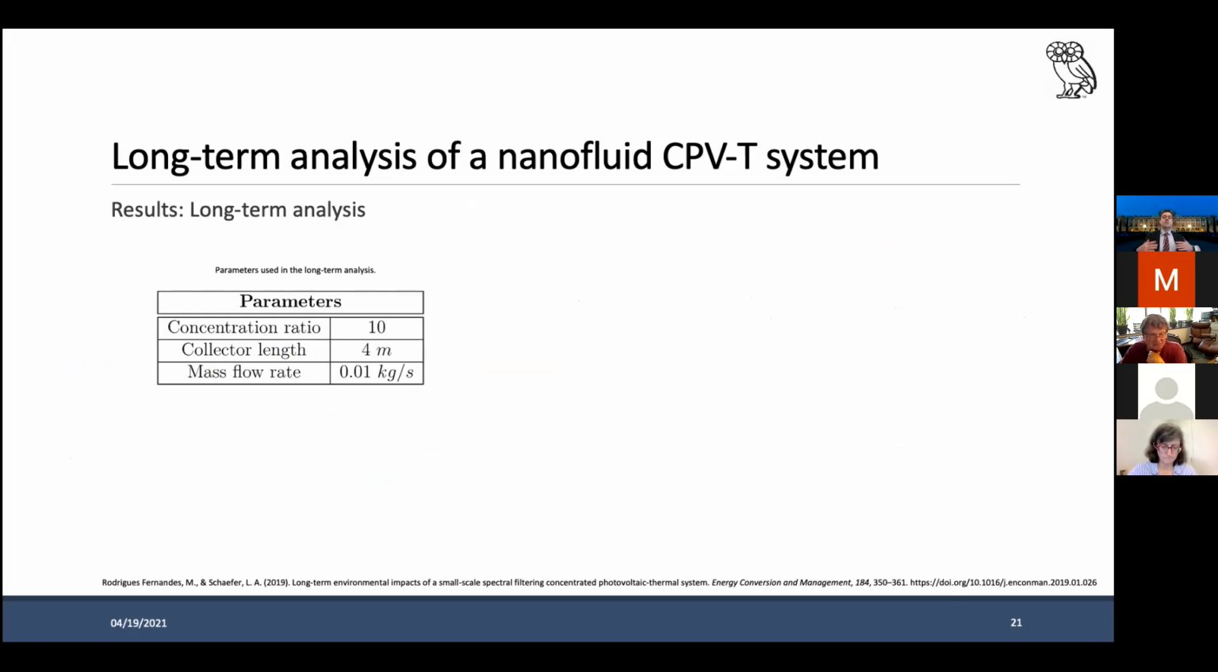We perform a parametric analysis to understand the importance of different system parameters, and the selected values from this analysis are shown in the table.